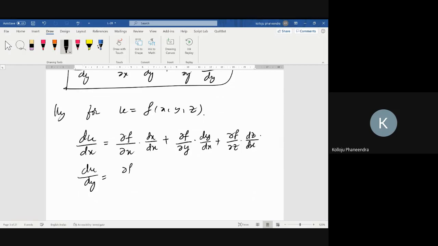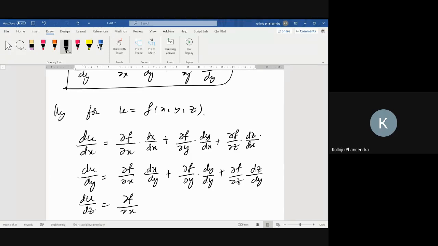Okay, similarly I can write du by dy: dou f by dou x dx by dy, dou f by dou y dy by dy, this is one anyway, dou f by dou z dz by dy. And lastly du by dz: dou f by dou x into dx by dz plus dou f by dou y dy by dz plus dou f by dou z into dz by dz, value 1. These are the total derivatives of a function.